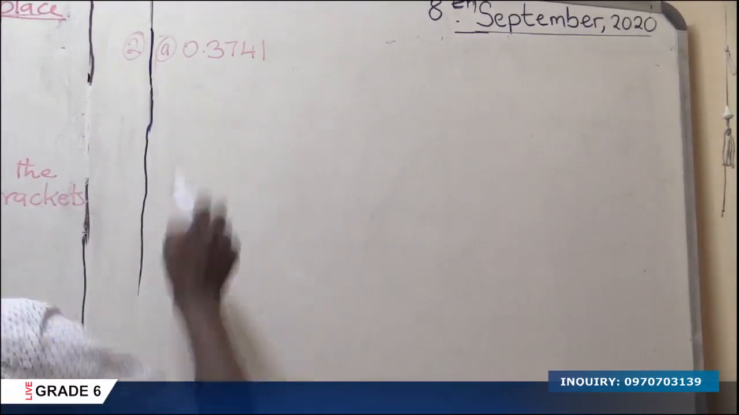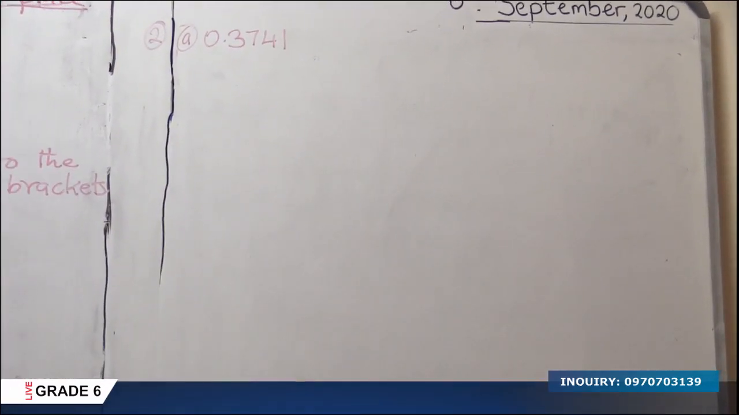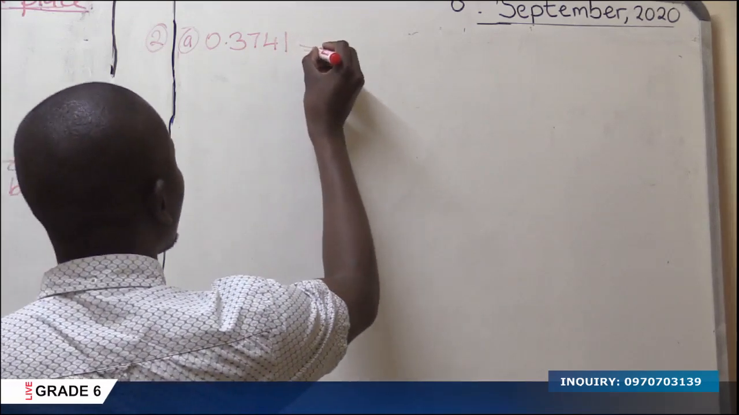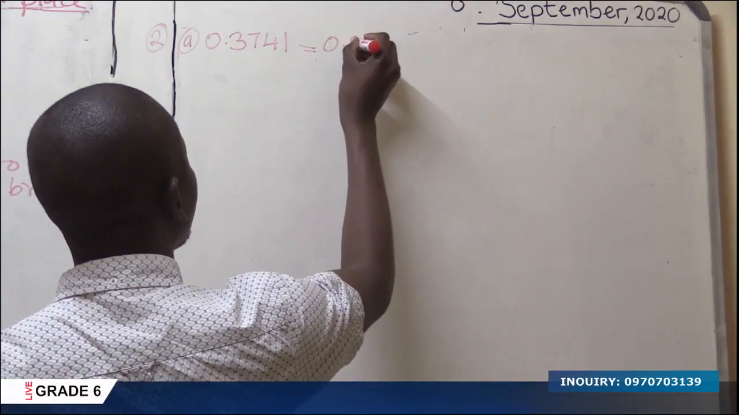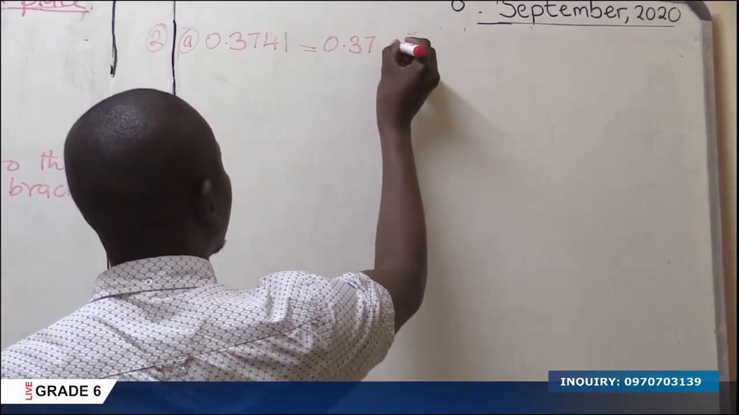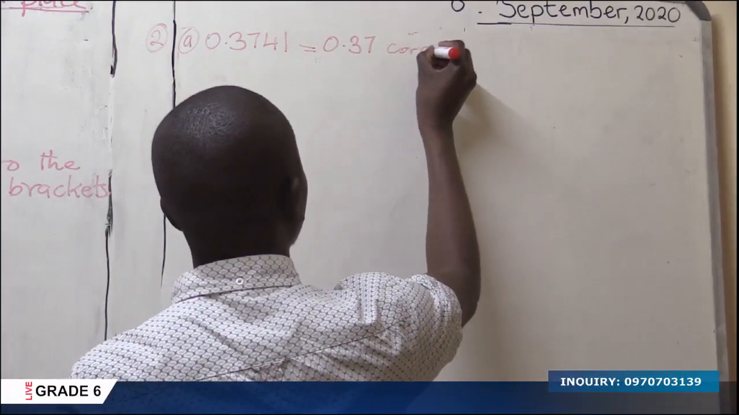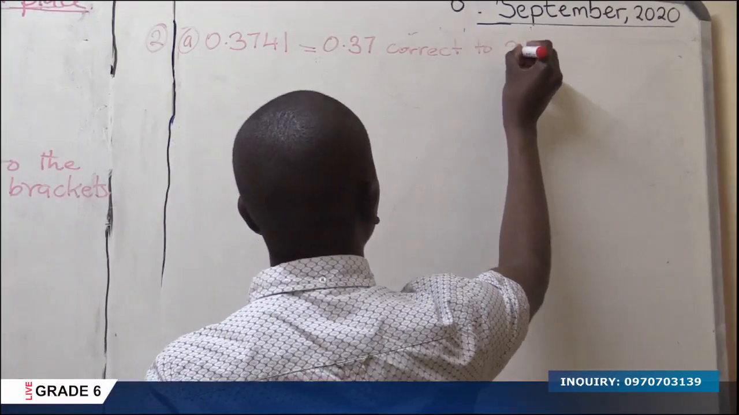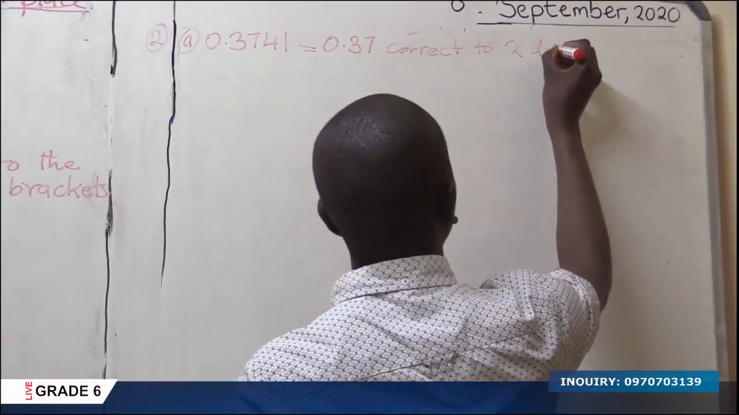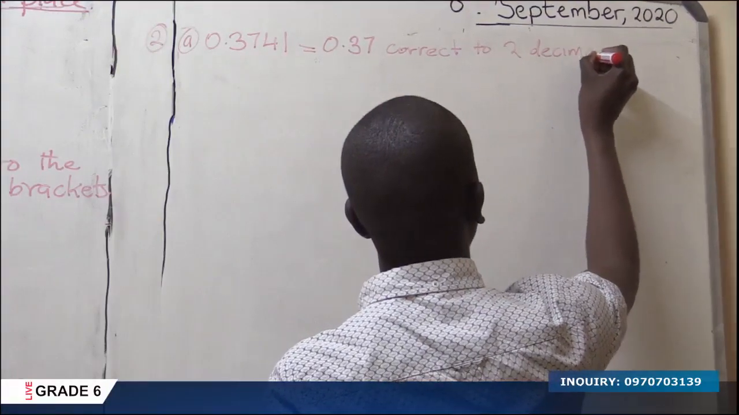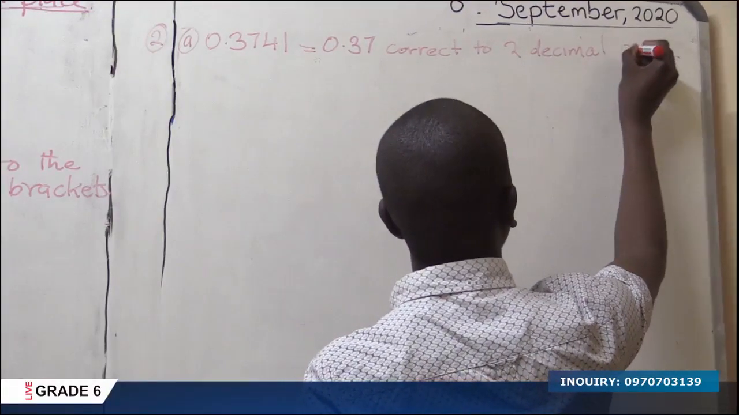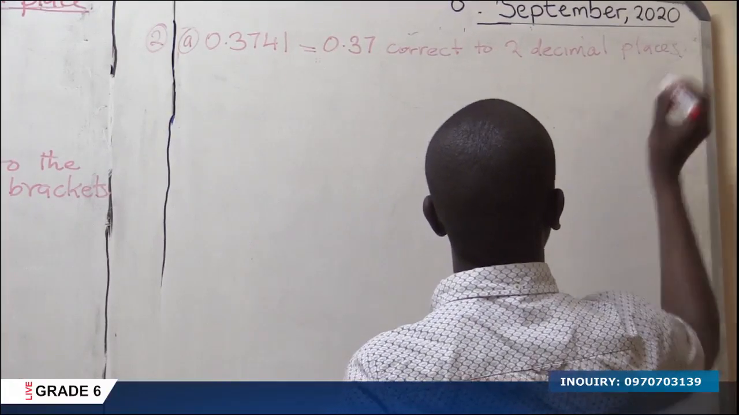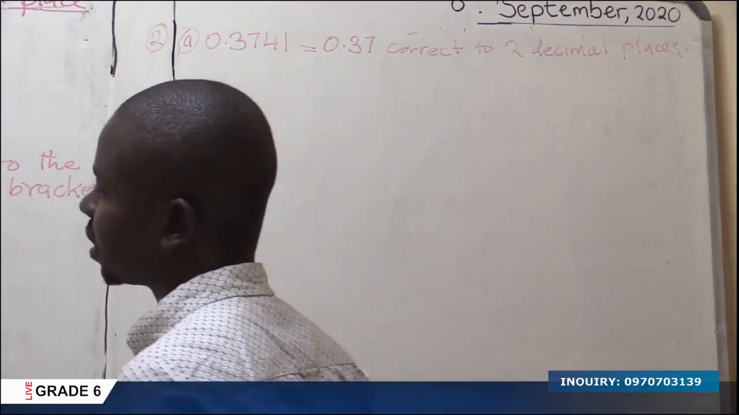So these 3 and 7 make 2 decimal places. Then check the next number. The next number is between 0 and 4. So what do you do? You don't round off. So the answer will be 0.37. Correct to 2 decimal places.